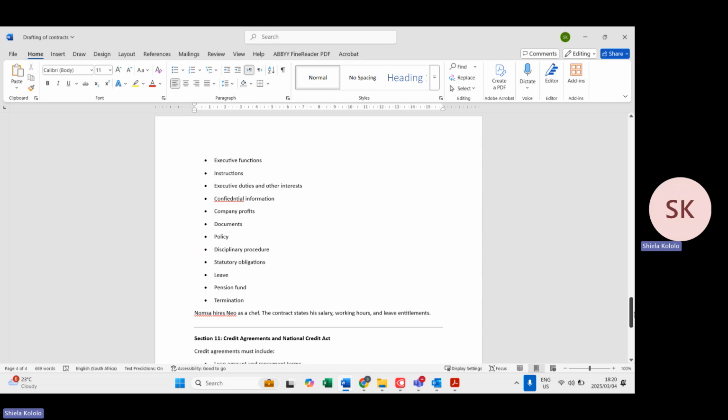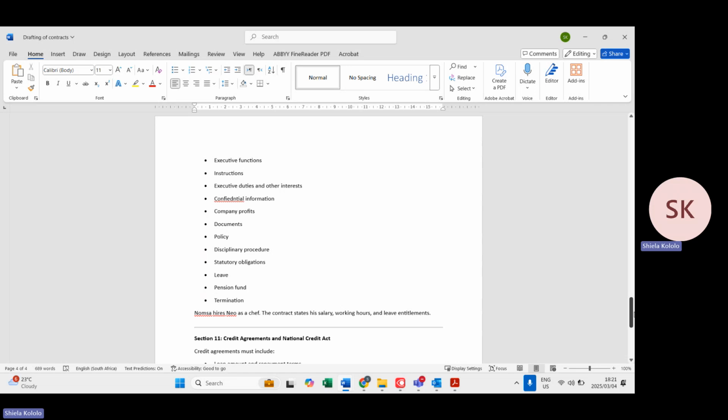Statutory obligations. What are statutory obligations under the contract? To observe the policy as well as the rules of the republic that are governing the contract. Leave. When are you entitled to leave? What's the leave days that you're entitled to? Things like that. Pension fund, what's the amount of pension fund? What pension fund are you entitled to? Is there even pension fund and things like that? And then termination, when shall the employment contract terminate? What notice should you serve? Things like that. It is broad.